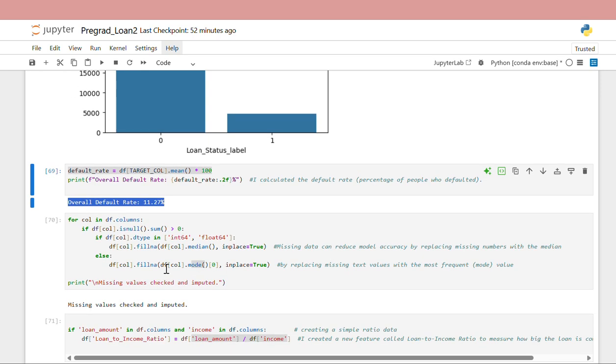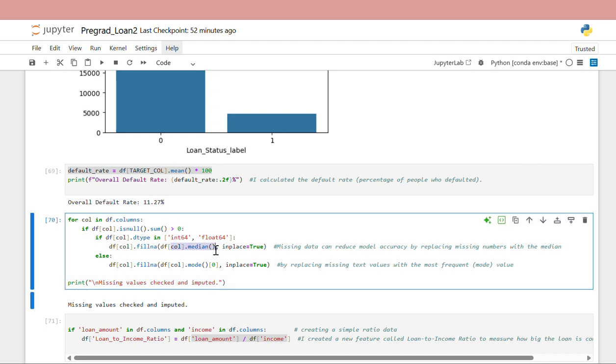After that, I have checked for missing values in the data set because missing data can reduce model accuracy. For numerical columns, I replaced missing values with the median. And for text columns, I have used the most common value, the mode. This process is called data imputation and it ensures that there are no empty cells in the dataset.